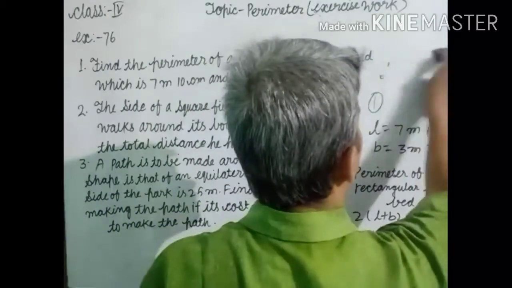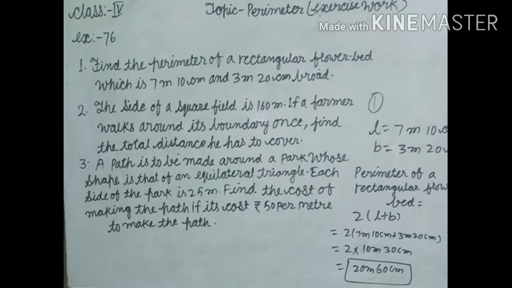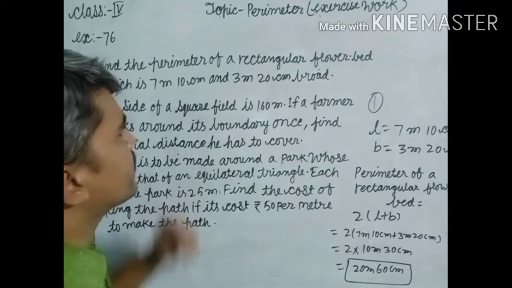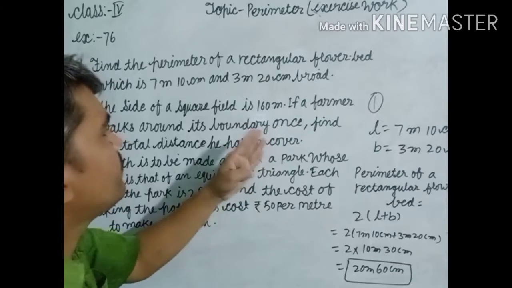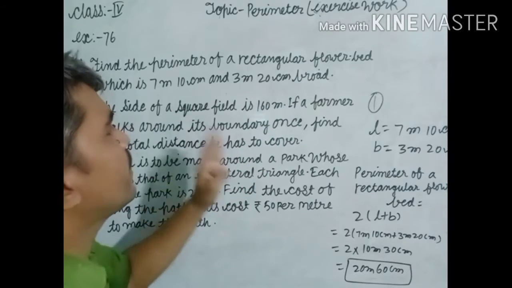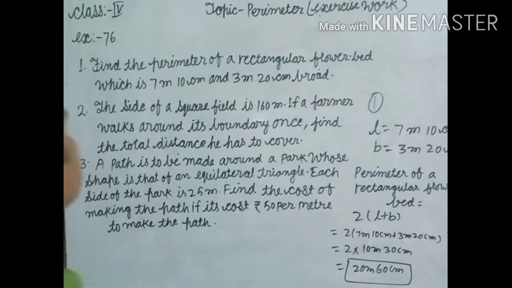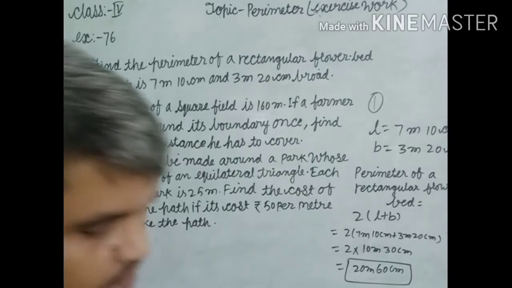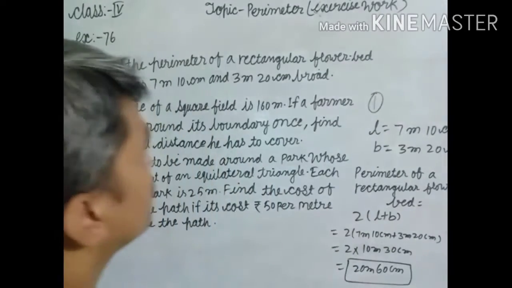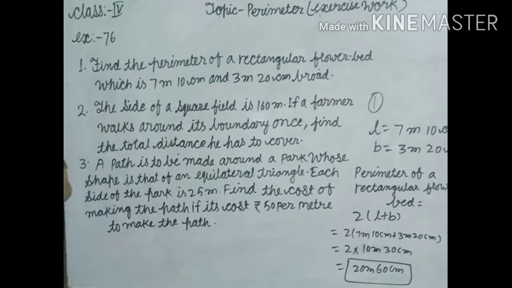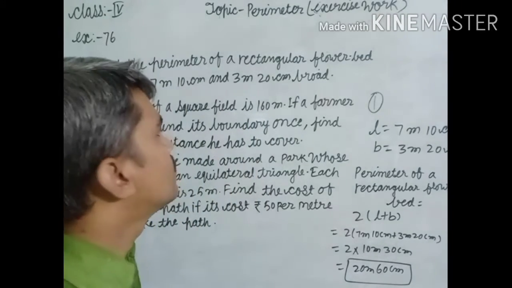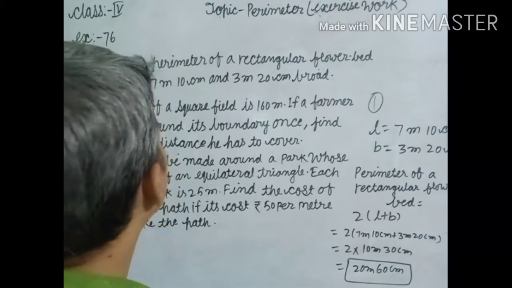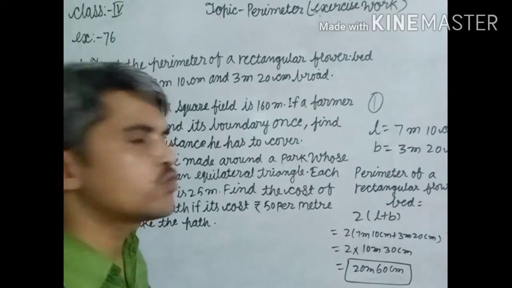Now, second question. First of all, I read the question. The side of a square field. Here in the first question it was a rectangular flower bed, but in the second question a square field. The side of a square field is 160 meters. If a farmer walks around its boundary once, that means once moves around the square field, find the total distance he has to cover.